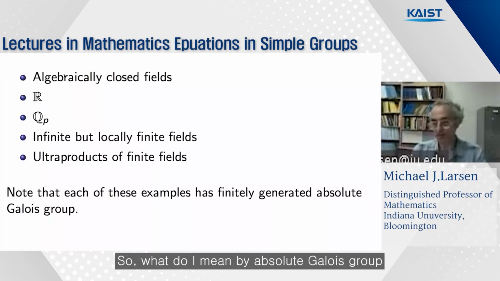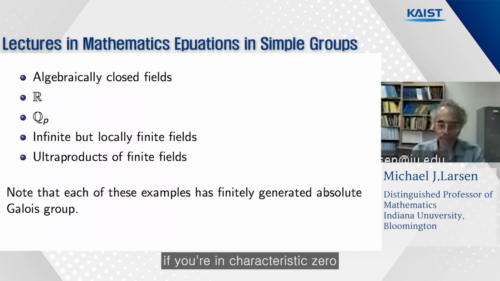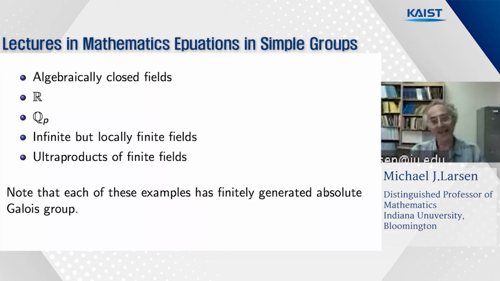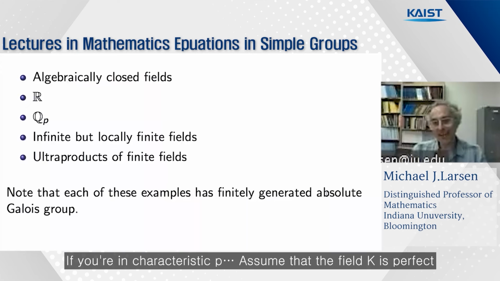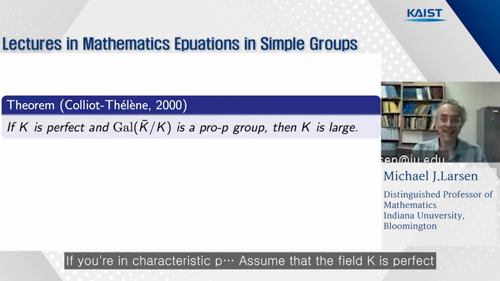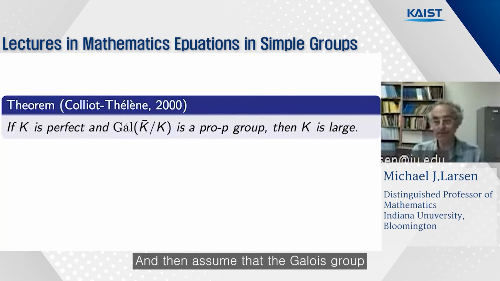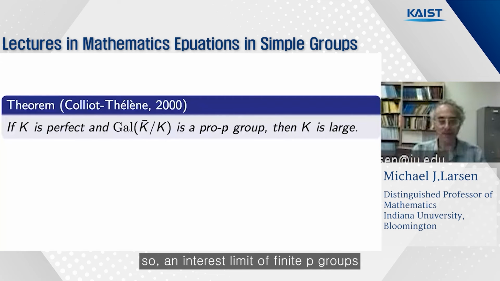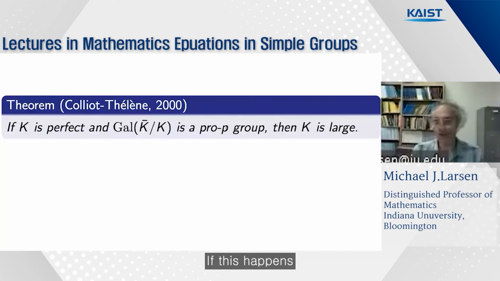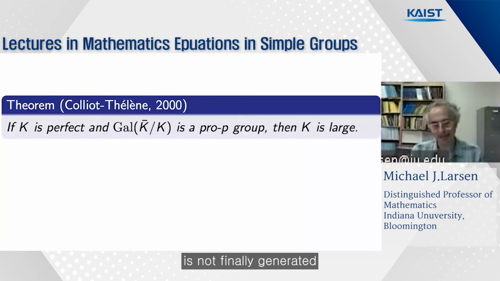So what do I mean by absolute Galois group? What I mean is, if you're in characteristic 0, you take the Galois group of the algebraic closure over your field. If you're in characteristic p, let's assume that the field K is perfect. If you want, just make it characteristic 0 and don't worry about it. And then assume that the Galois group is a pro-p group, so an inverse limit of finite p-groups. If this happens, then K is large automatically. And that's true even if this pro-p group is not finitely generated.